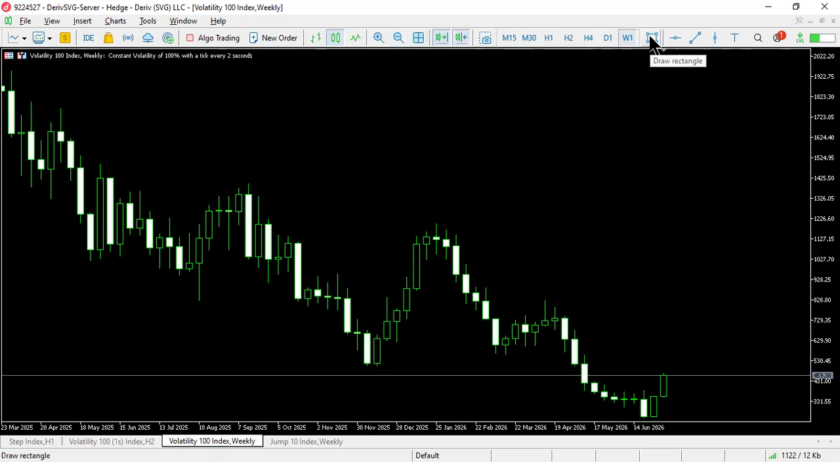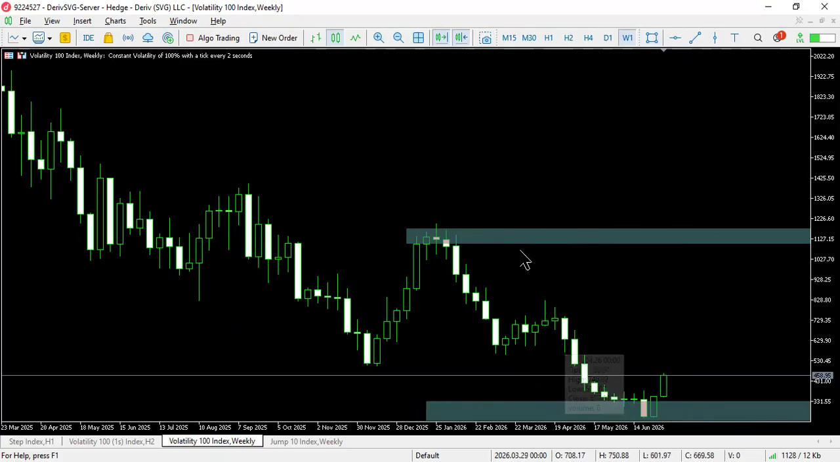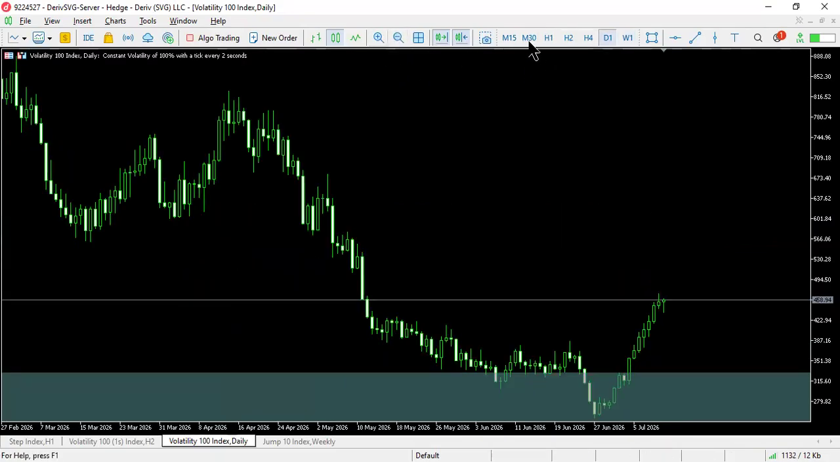Marking our key levels, we have that supply there. And then I can see price is forming a demand zone right here. Therefore, we are pushing from this demand zone. However, the overall bias is bearish. Therefore, I'm going to be looking for selling opportunities. Moving over to the daily time frame. From the daily time frame, we have that recent break of structure.